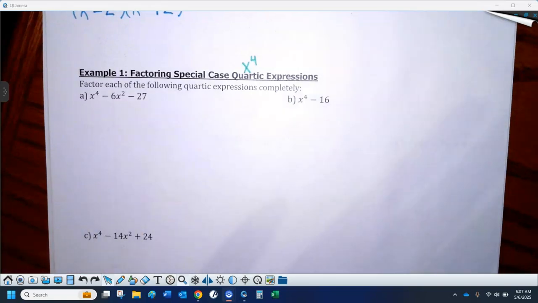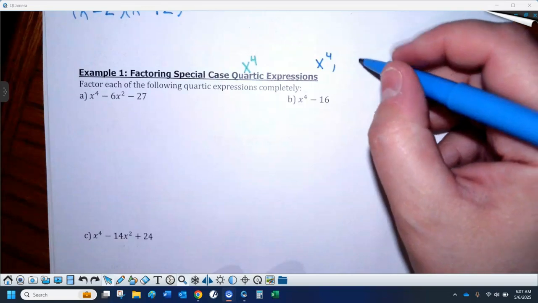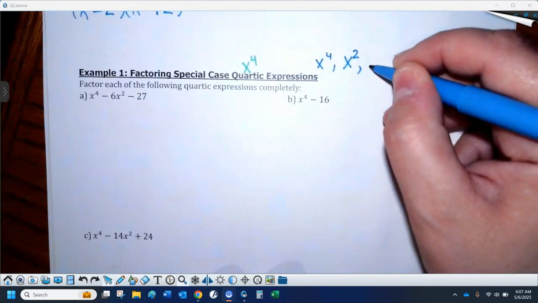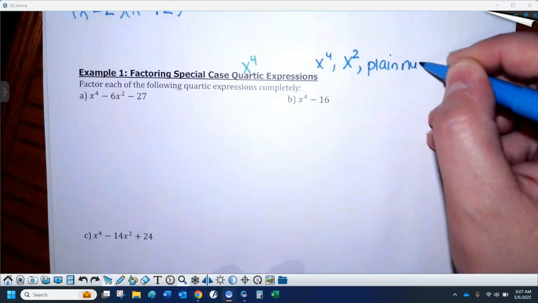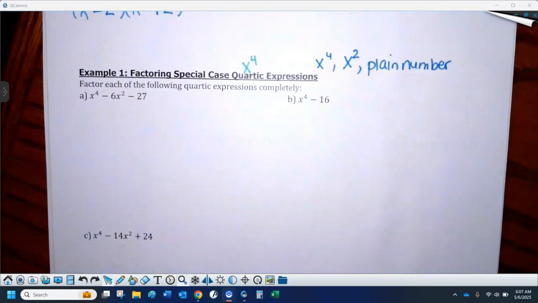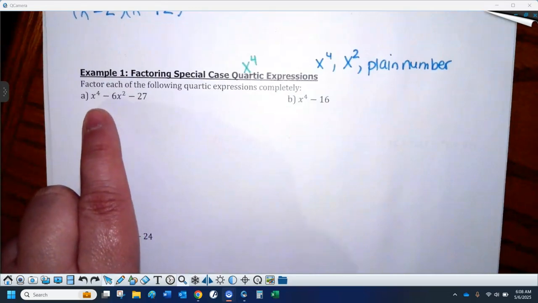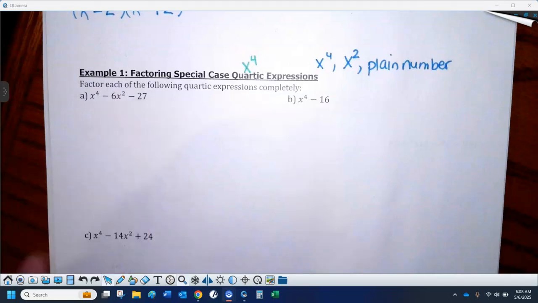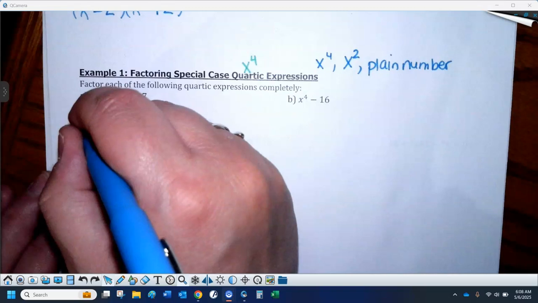All right, now, if you're going to do factoring like a quadratic, like we just did above, you have to have an x to the fourth term, you have to have an x squared term, and then you have to have a constant, or I usually just call that a plain number, but the technical label for that is going to be a constant. Okay, so very similar to what we have above, right? I have x to the fourth instead of x squared, and I have x squared instead of a plain x, but we still have a plain number, which is that negative 27.